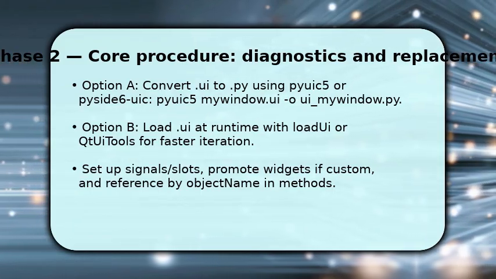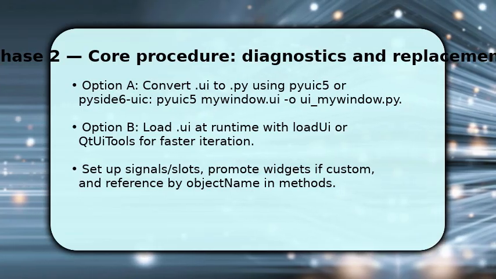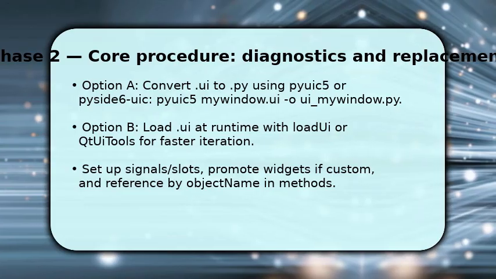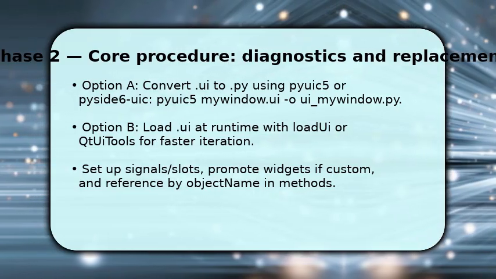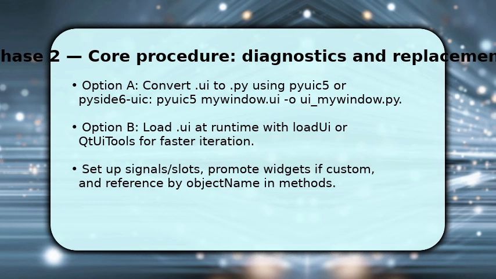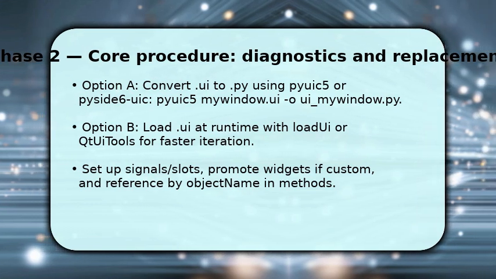Next, wire signals and slots. Connect button.clicked to a handler method and make sure promoted custom widgets match the class names you import. Once connected, test the methods by calling them programmatically. This clarifies flow and surfaces missing references quickly.